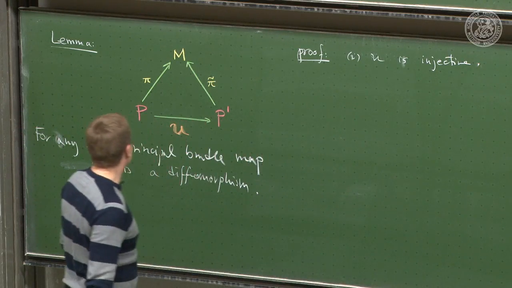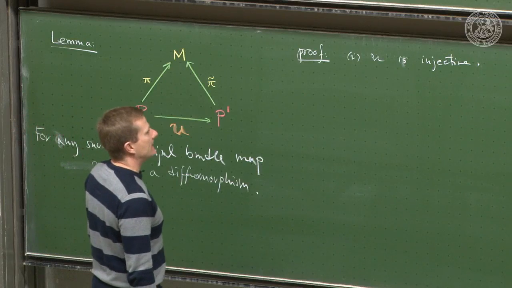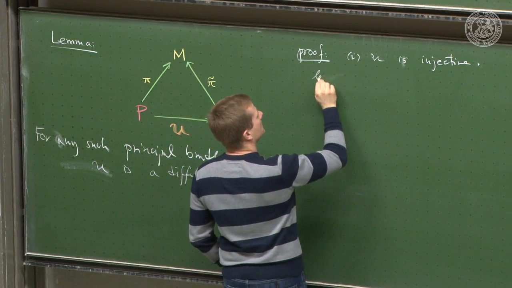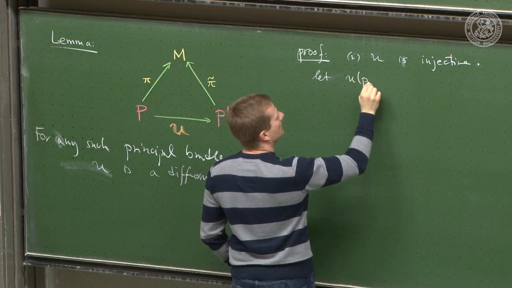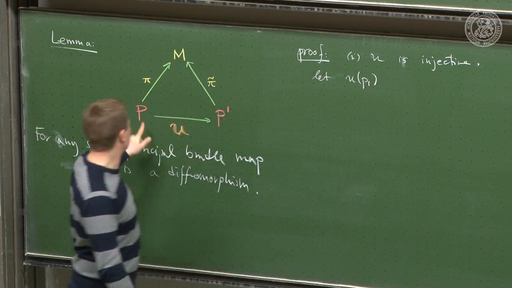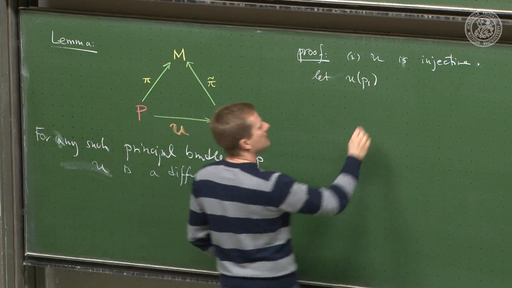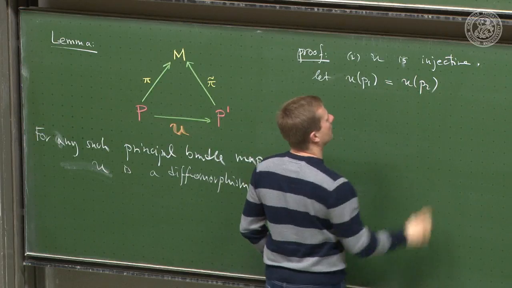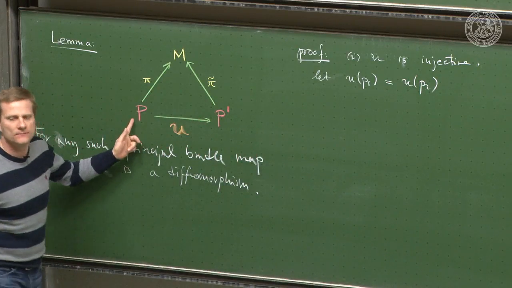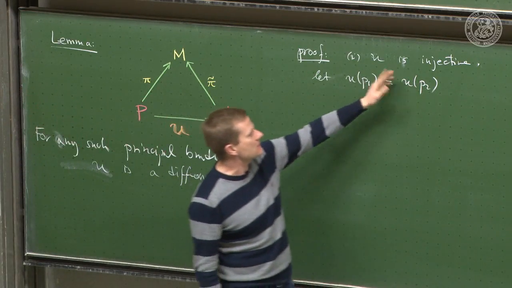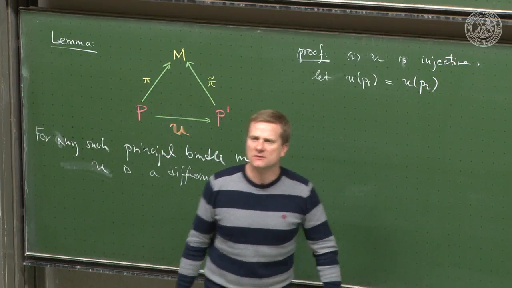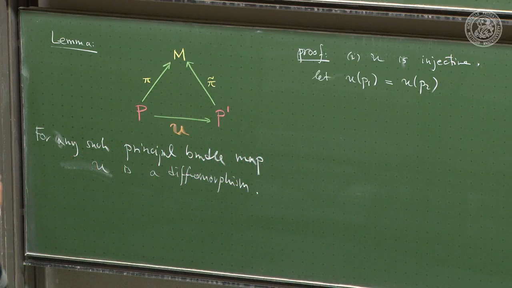So now how do we do this? Well, we need to start out with assuming that we have a U of a point P1 in here, and that be the same as the U of another point P2 in here. And of course, in order to show that the map is injective, we've got to show that from here it follows that P1 equals P2. So how do we do this?